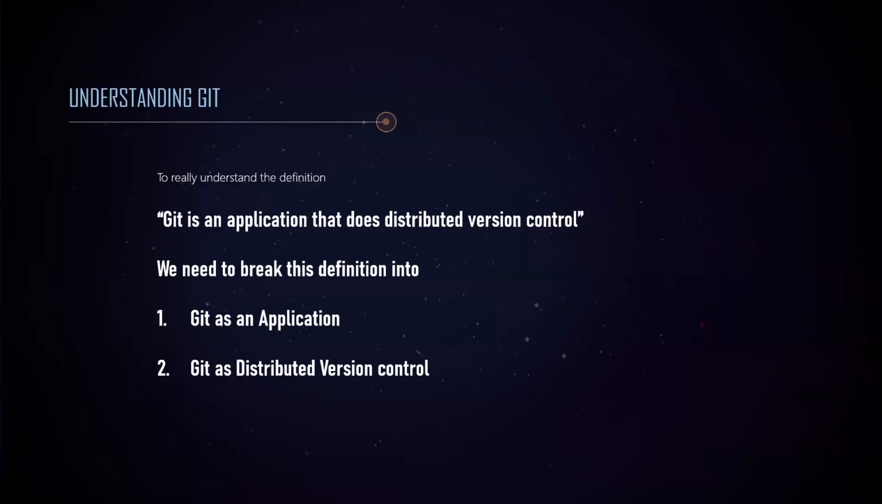So to understand this definition, we need to break down this Git into the two parts. First part is Git is an application that does distributed version control. There are two critical parts. One is understanding what is Git as an application, and then understanding what is Git as distributed version control. So to first understand Git as an application, we first need to understand what an application really means, right? So we'll start with that.